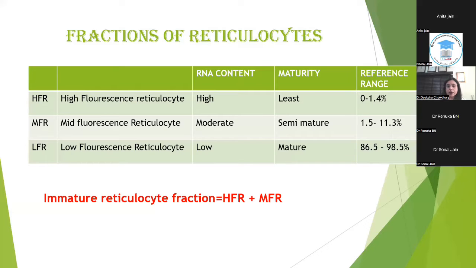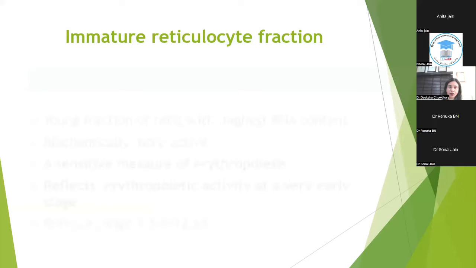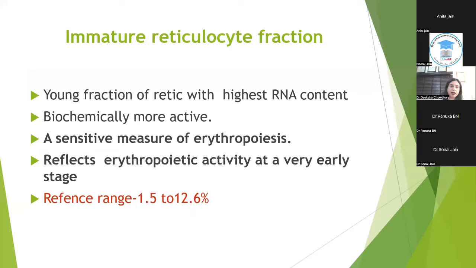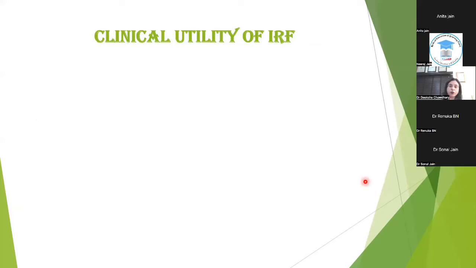The mid-fluorescent reticulocytes have a moderate amount of RNA. They constitute about 1.5 to 11.3%, and the LFR is the maximum, that is 86.5 to 98.5%. Immature reticulocyte fraction is equal to HFR plus MFR. So the immature reticulocyte fraction is a young fraction of reticulocytes with the highest RNA content. It's biochemically more active, and it's a sensitive measure of erythropoiesis. It reflects erythropoietic activity at a very early stage. The reference range is 1.5 to 12.6%.